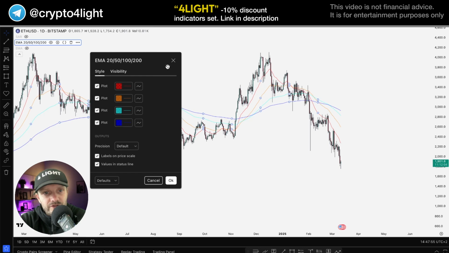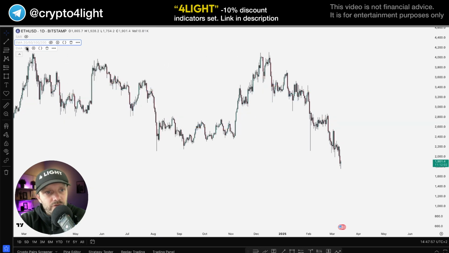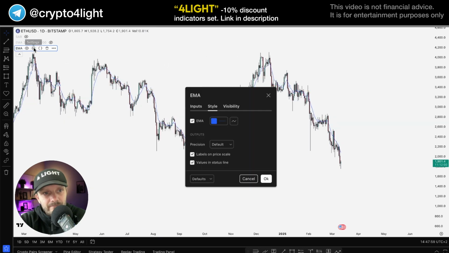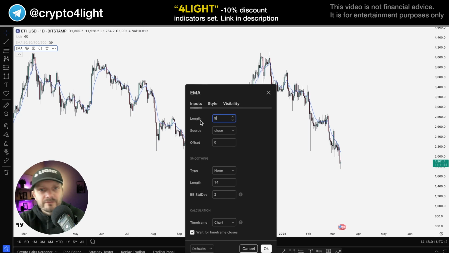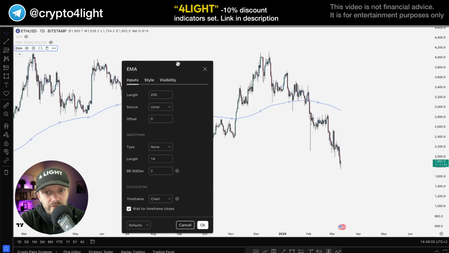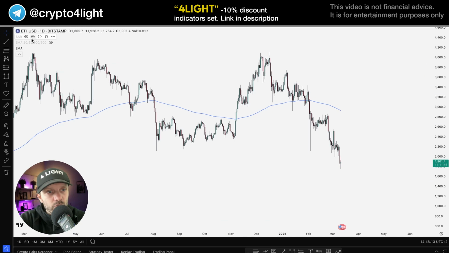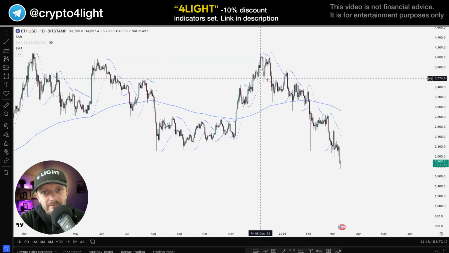So you can leave just only one. Or you can use, for example, just the basic EMA, go into inputs, and add any EMA I would like to see. So for example, this can be the 200 EMA with the source close candle. How to work with the EMA, I already showed you in a video.